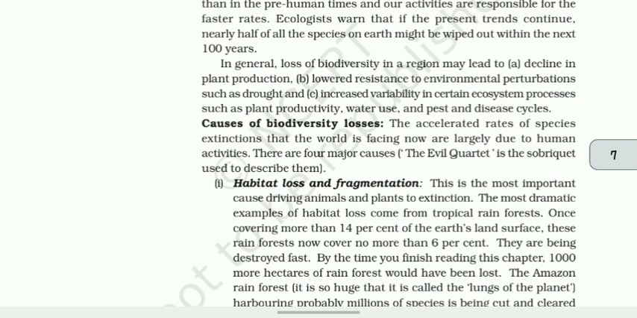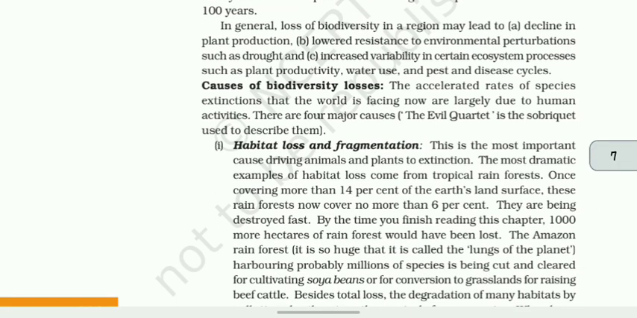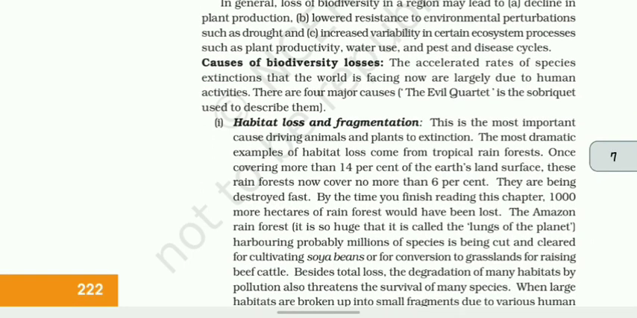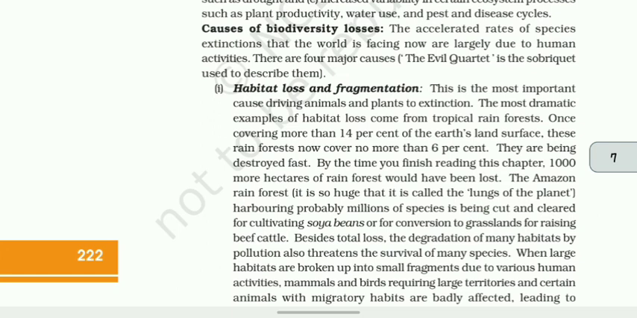In general, loss of biodiversity in a region may lead to A. Decline in plant production, B. Lowered resistance to environmental perturbations such as drought, and C. Increased variability in certain ecosystem processes such as plant productivity, water use, and pest and disease cycles.